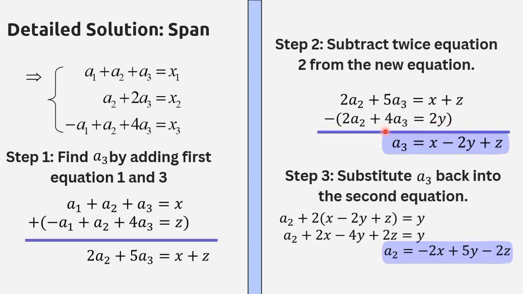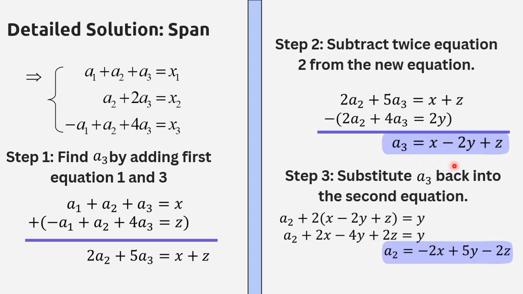Here, we are going to operate by subtracting our equations. So 2a sub 2 minus 2a sub 2 is equal to 0. And then 5a sub 3 minus 4a sub 3 is equal to a sub 3. On the right side there is no like variable, so we are just going to bring it down. So we have x, then minus 2y, and then plus z. So the value of a sub 3 is equal to x minus 2y plus z, which is equivalent to a sub 3 equals x sub 1 minus 2x sub 2 plus x sub 3.